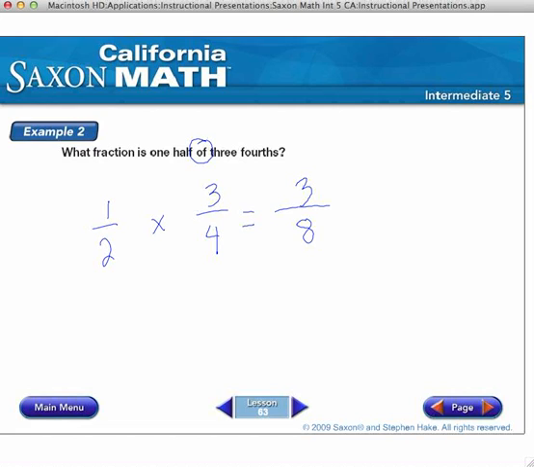Now let's look at that in a picture. So here's my circle. Okay, and so here I have my 3/4. I can do two things. I can cut my 3/4 directly in half, or I can cut each quarter into half. So I'm going to cut each quarter into half. Okay? So this is half of that quarter.